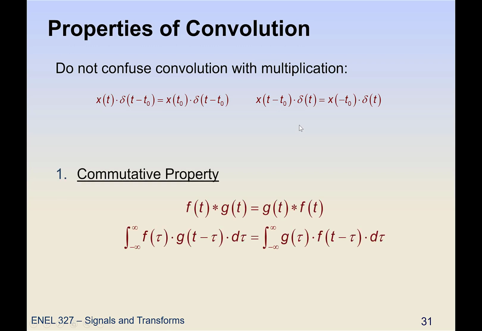This is just another way of looking at it if we had shifted x instead of the delta function, but that's okay. First off, for convolution, it doesn't matter what order you write the functions, and that's what's called the commutative property. Really it's just saying these two integrals are equal. It doesn't matter which function you choose to do the shift. I'm not going to prove it, just take it for granted.